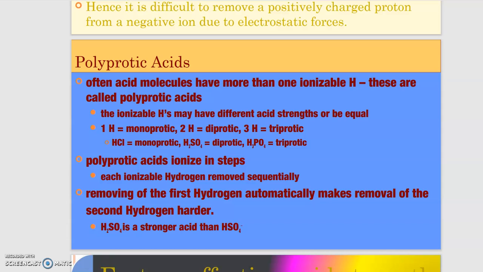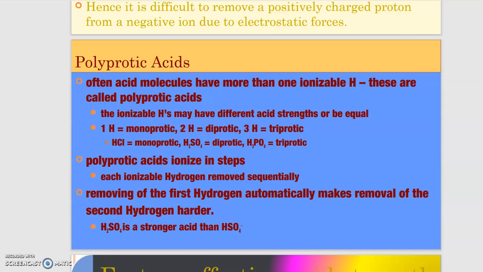For example, for monoprotic, HCl; diprotic, H2SO4; triprotic, H3PO4, phosphoric acid. So polyprotic acids ionize in steps. It is not like a monoprotic acid. It will ionize in several steps. Each ionizable hydrogen is removed sequentially: first one hydrogen, then the second hydrogen, then the third hydrogen.